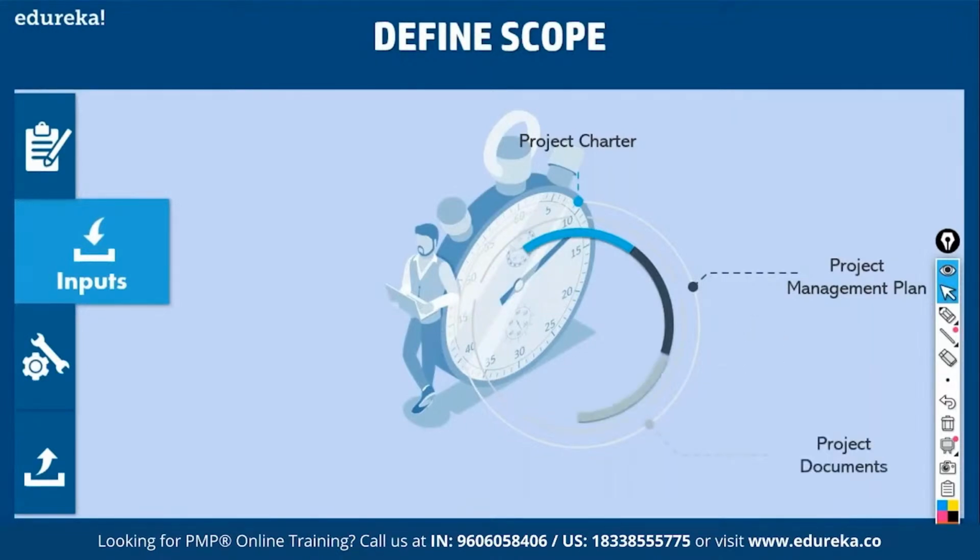Then project documents, whatever project documents are in inputs here. See, there is a document called assumptions log. This assumptions log contains two things. Number one, constraints. What are constraints? Constraints are limiting factors. You cannot ignore them. For example, budget is a constraint. Schedule is a constraint. Quality criteria is a constraint. Okay, you cannot violate them.